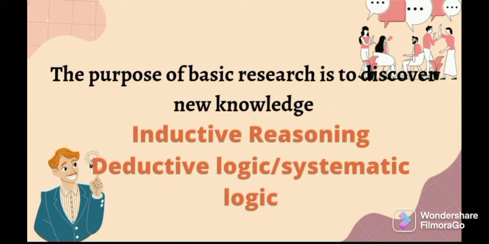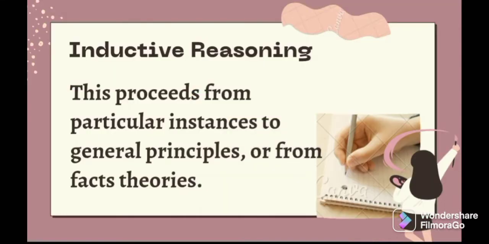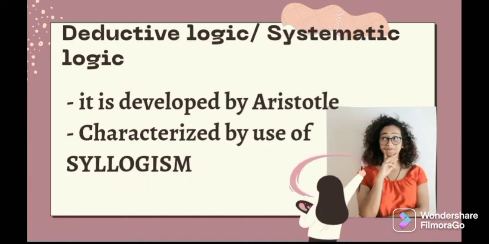The purpose of basic research is to discover new knowledge. New knowledge has been sought either by means of deductive logic or through the use of inductive reasoning. Inductive reasoning proceeds from particular instances to general principles, or from facts to theories. On the other hand, deductive logic, or systematic logic, was developed by Aristotle, and it is characterized by the use of syllogism. A syllogism is a type of logical argument that is usually brief in form. It aims at identifying the general truth in a particular situation.